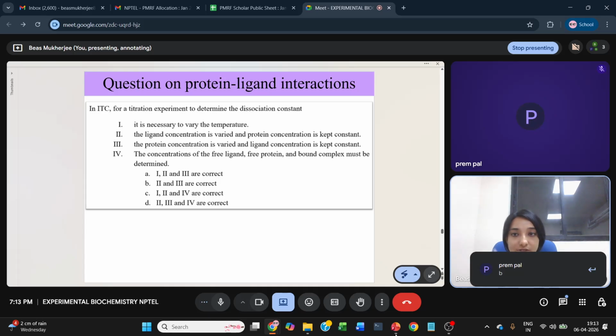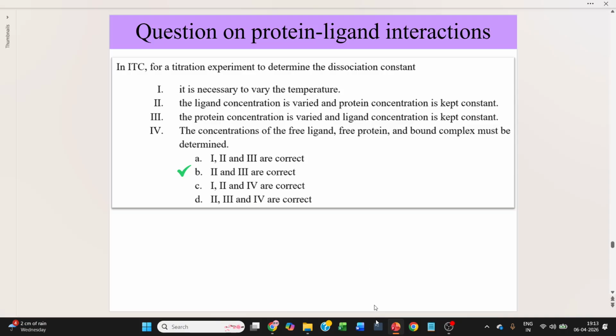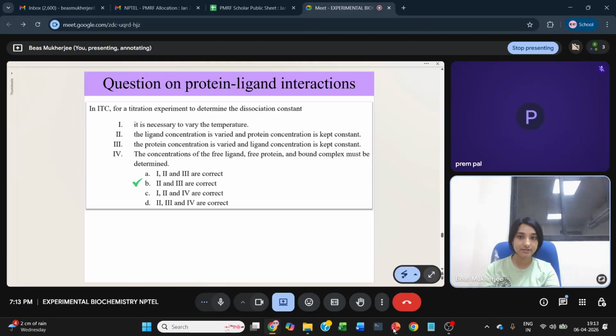B. So B, 2 and 3 are correct. Let's see. Yes, so B is the right answer. 2 and 3 are correct. Okay.